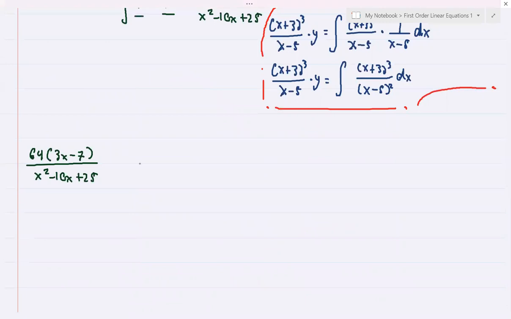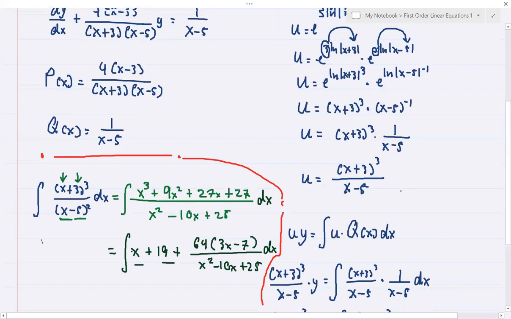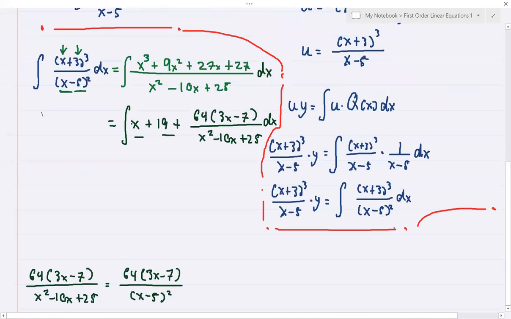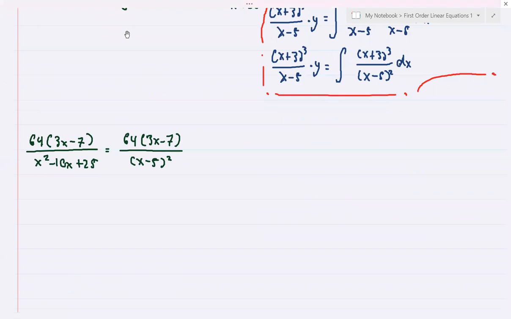So remember that we have 64 times 3x minus 7, right? Is equal to the square of x minus 5. Remember that this one is equal to the square of x minus 5. We already got that from here, right? So when we square x minus 5, we have x squared minus 10x plus 25. So let's bring it back. So we have the square of x minus 5. Now, let's do partial fraction.